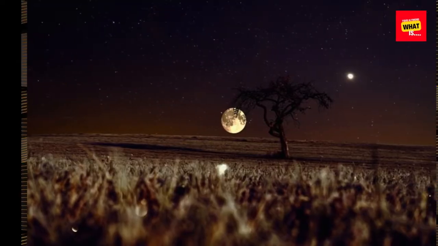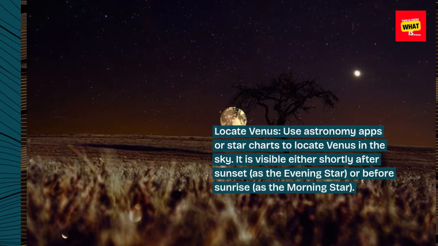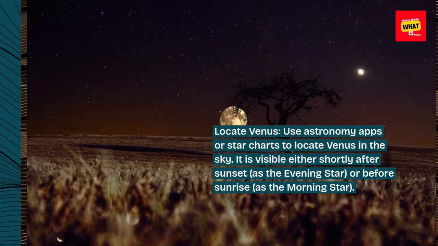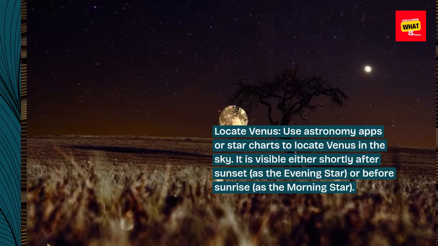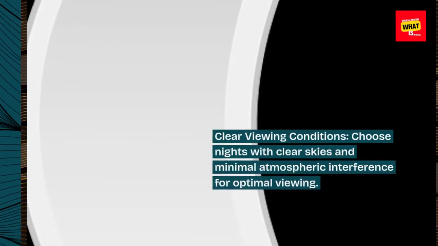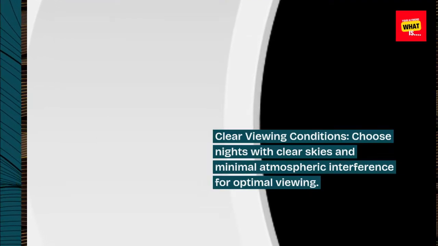Observational preparation. Locate Venus. Use astronomy apps or star charts to locate Venus in the sky. It is visible either shortly after sunset, as the evening star, or before sunrise, as the morning star. Clear viewing conditions. Choose nights with clear skies and minimal atmospheric interference for optimal viewing.